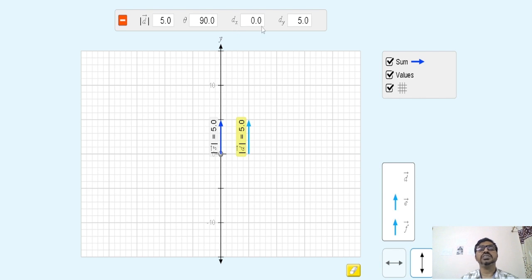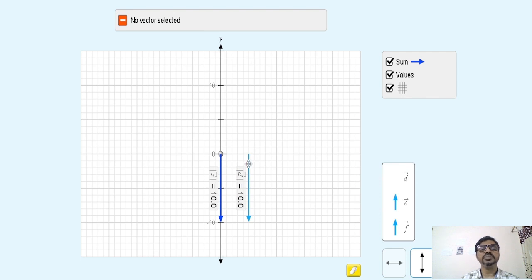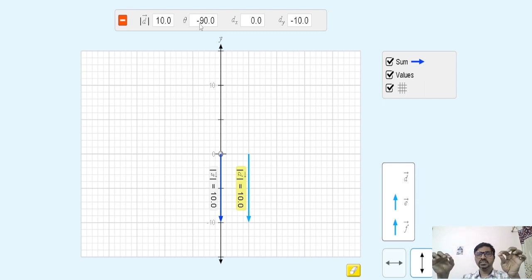And you see dx is 0. It has no influence along x-axis because it is directed along y-axis. It is completely oriented along y-axis, so dy equals plus 5. Plus 5 because it is along positive y-axis. So if I turn this vector down, you see now this angle has become minus 90. What does it mean? With respect to positive x-axis, you have to turn clockwise to reach that vector here. So clockwise rotation is taken to be negative angle. With respect to positive x-axis, if you turn anti-clockwise, that's taken to be positive angle. Clockwise is taken to be negative angle. That's why it is minus 90 degrees.